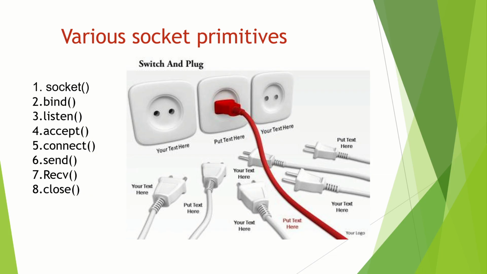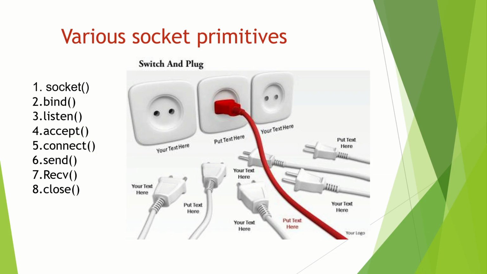And the fourth is accept. Answer a call by the server. What it does: accepts an incoming communication request from a client and returns a new socket for the conversation. For example, the shopkeeper answers the phone when a customer calls. And the fifth one is connect, make a call by the client. What it does: the client tries to connect to the server socket, used by the client only. And the example is the customer dials the shop's number.